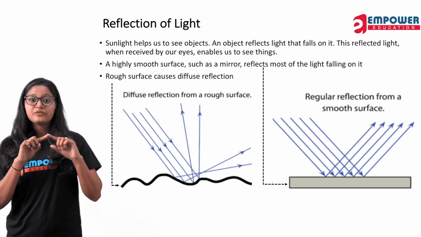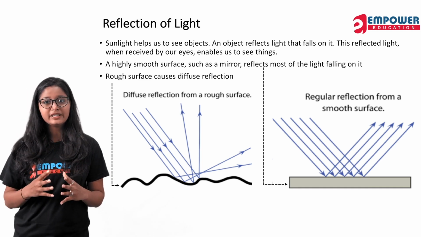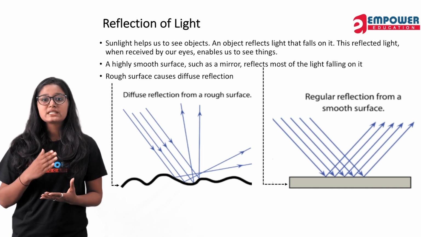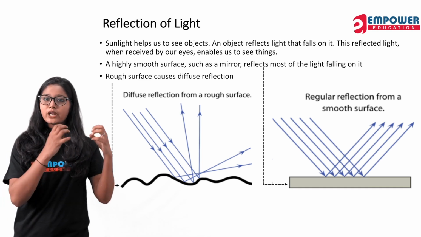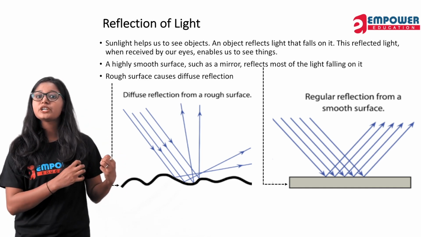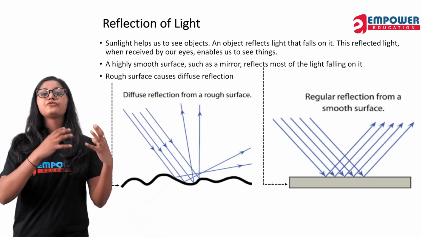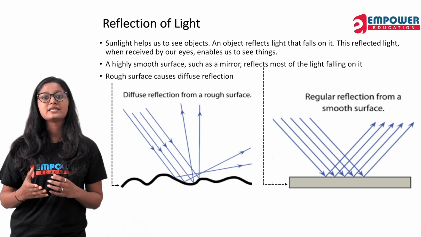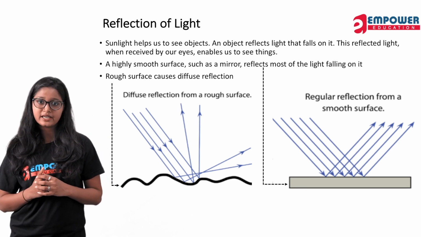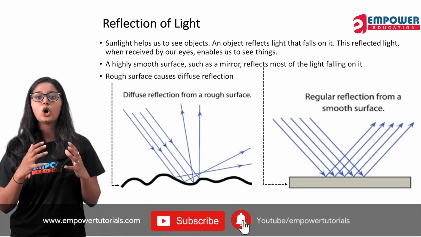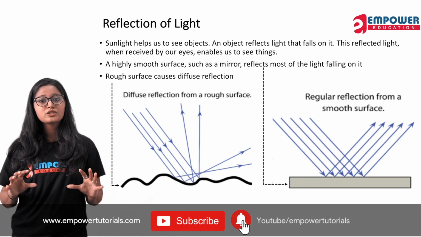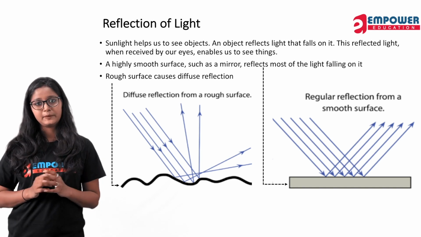So, we can see objects clearly during the day because of sunlight. When sunlight falls on an object, the object reflects the light that falls on it. This reflected light is then perceived by our eyes and we can see the object very clearly. This is because of reflection of light.